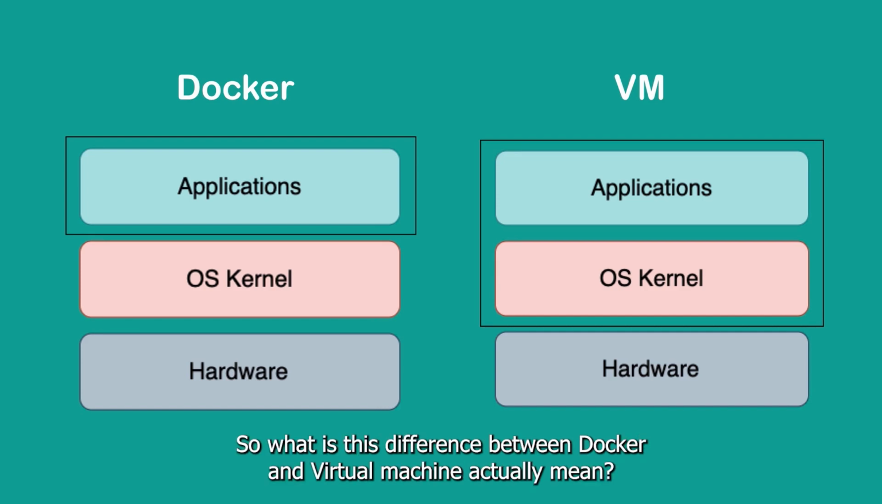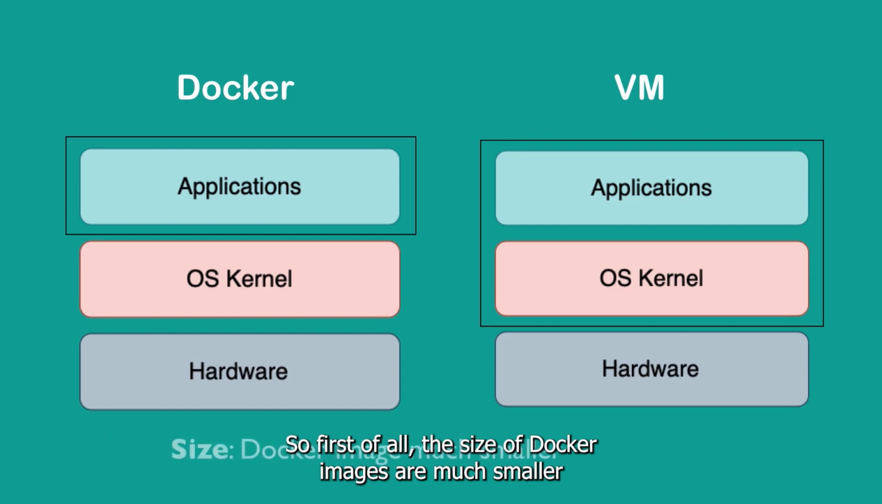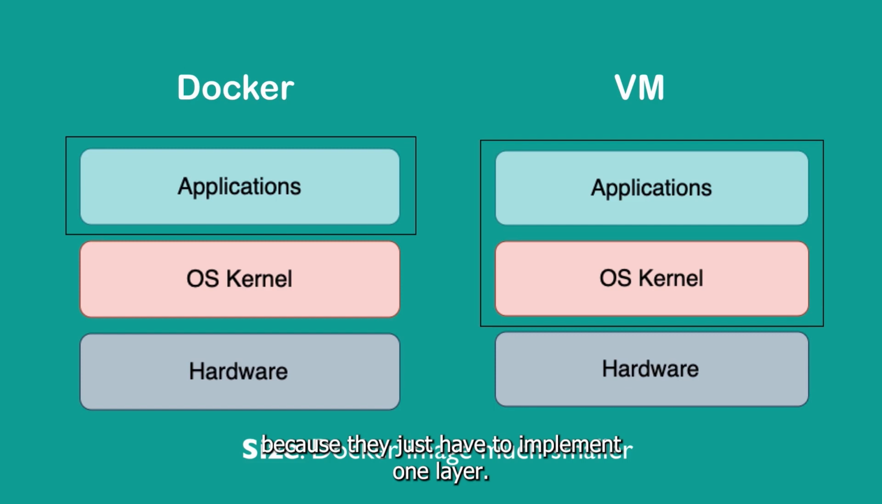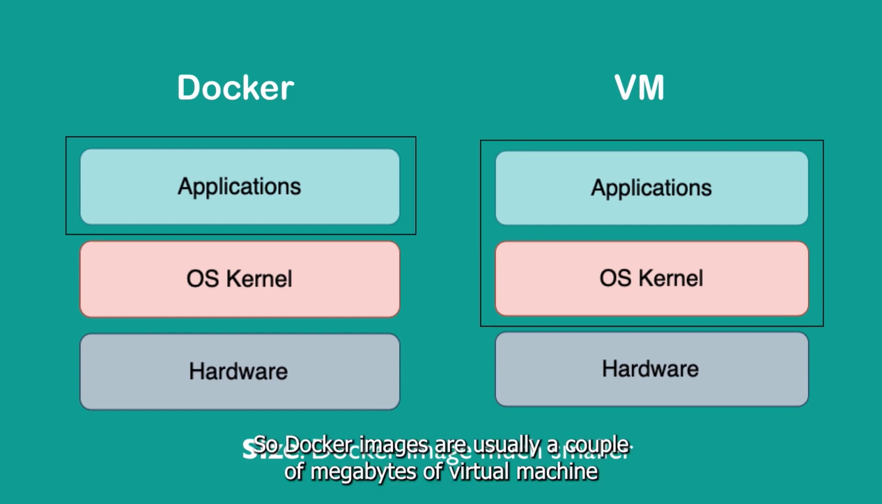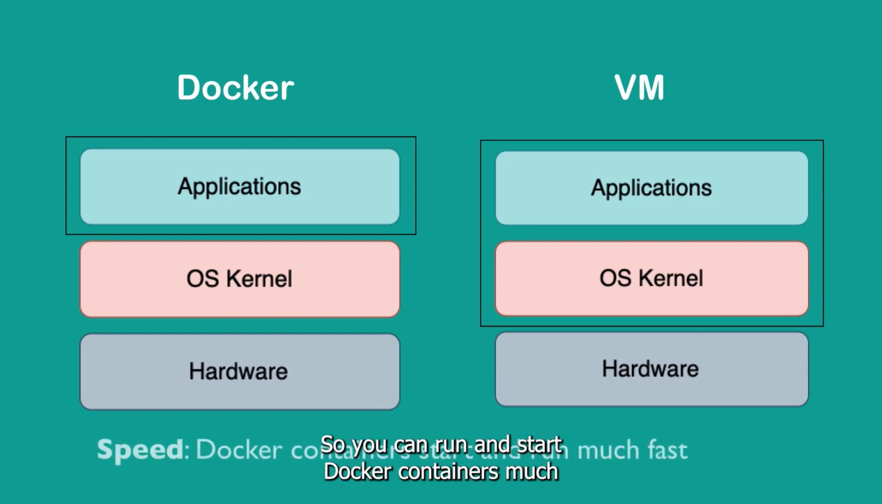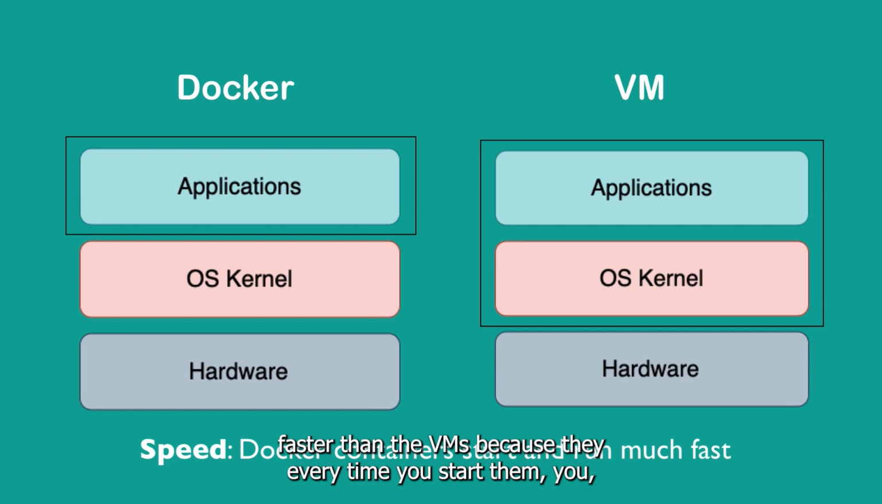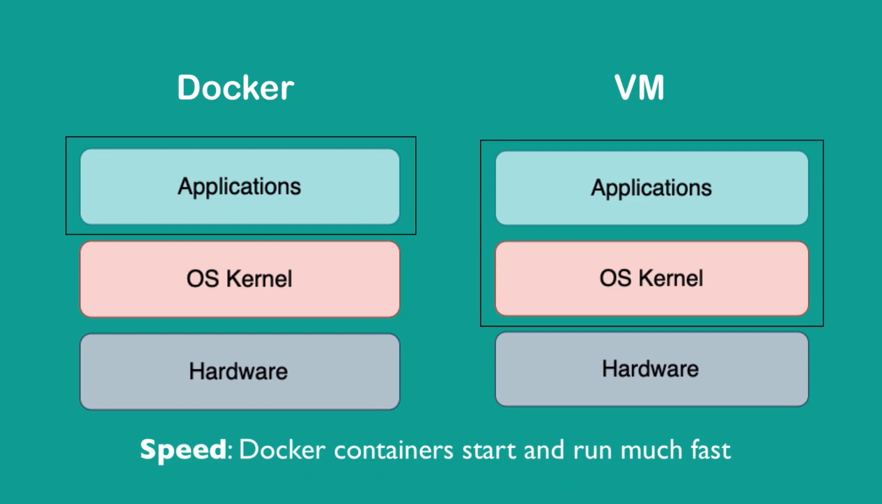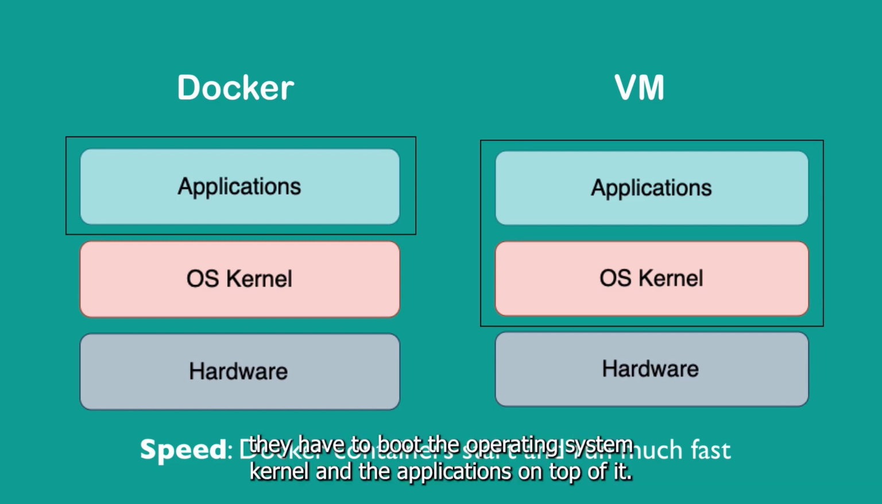So what does this difference between Docker and virtual machine actually mean? So first of all, the size of Docker images are much smaller because they just have to implement one layer. So Docker images are usually a couple of megabytes. Virtual machine images, on the other hand, can be a couple of gigabytes large. A second one is the speed. So you can run and start Docker containers much faster than the VMs because every time you start them, they have to boot the operating system kernel and the applications on top of it.